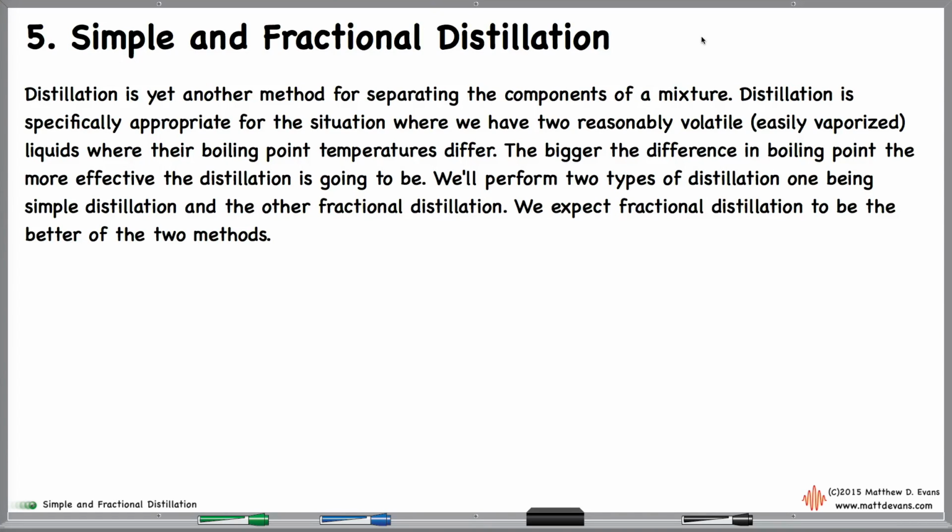The first week, we're going to perform what's known as simple distillation, and you're going to see why it's called simple distillation. It's the most bare bones, basic setup for distillation, and that's going to be followed the following week by fractional distillation, which in theory should work better, and we're going to talk about the reasons why briefly in the theory section of this discussion.